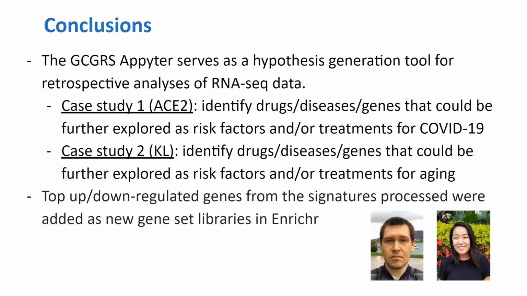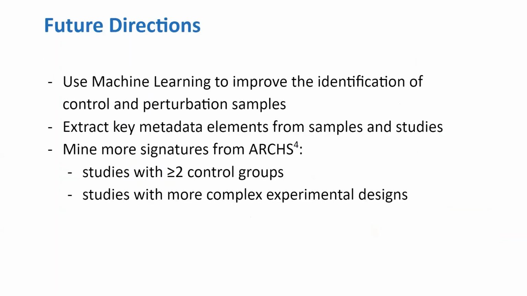One final note is that the top up and down regulated genes from the signatures are also processed into gene set libraries by Max and Sherry from our lab for reference in Enrichr. In regards to future steps to improve the appyter, that would include using machine learning models to better identify control and perturbation samples. Furthermore, more work could be done on extracting key metadata elements from samples and studies and mining additional signatures from GEO, including from studies with 2 or more control groups, as well as from studies with more complex experimental design.